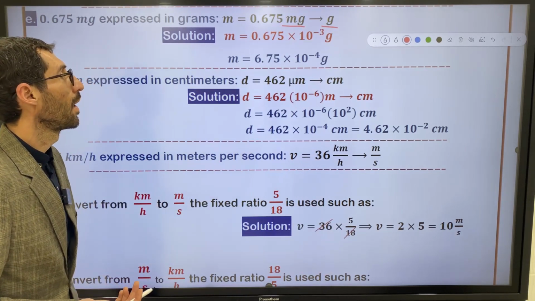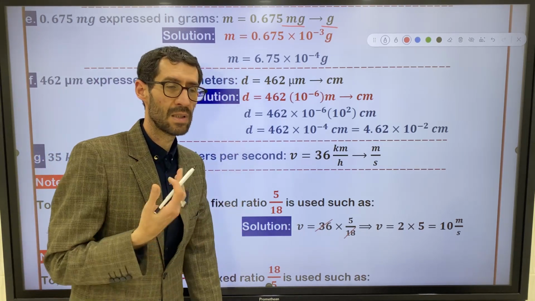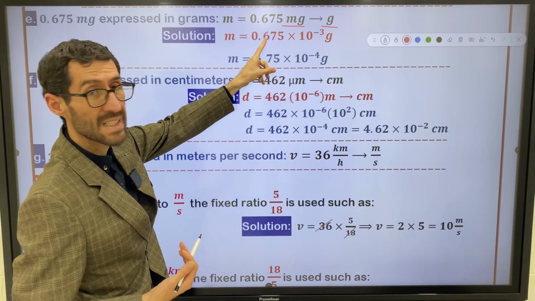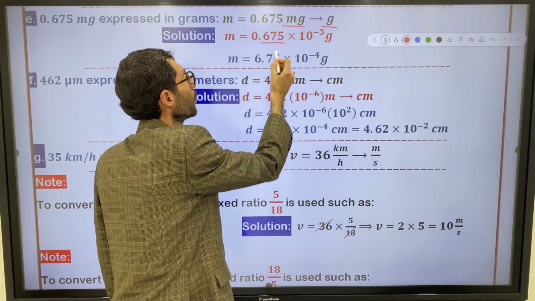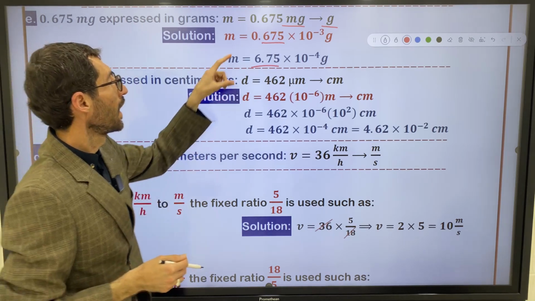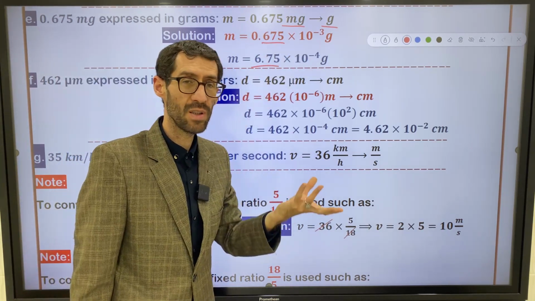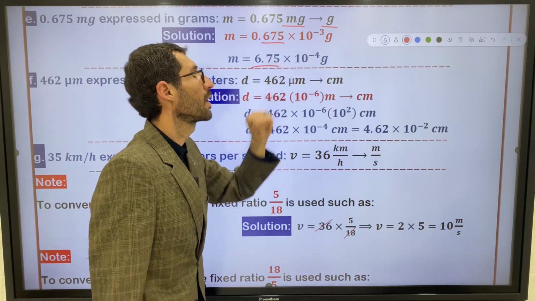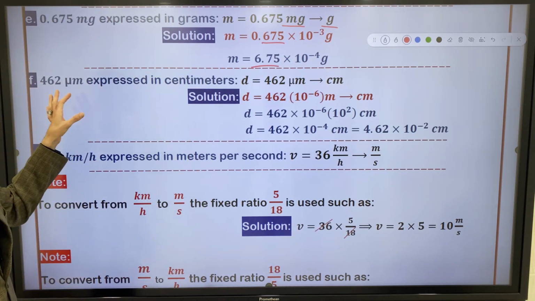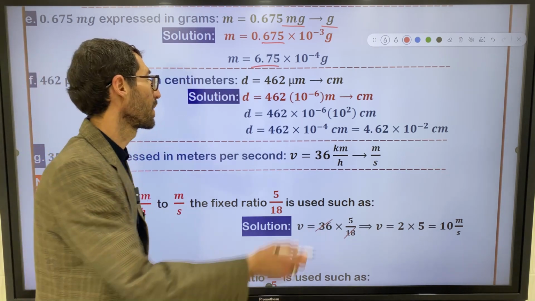This is the answer. If you want to round it, or write it in a nicer way, you have to put a decimal point between 6 and 7. So what did you do by this calculation? You reduced the decimal point, right? That's why you have to reduce the power as well. It will be negative 3 minus 1. The answer will be 10 to the power negative 4. Let's move on to another one. F, 462 micrometer. We want to convert it to centimeter.